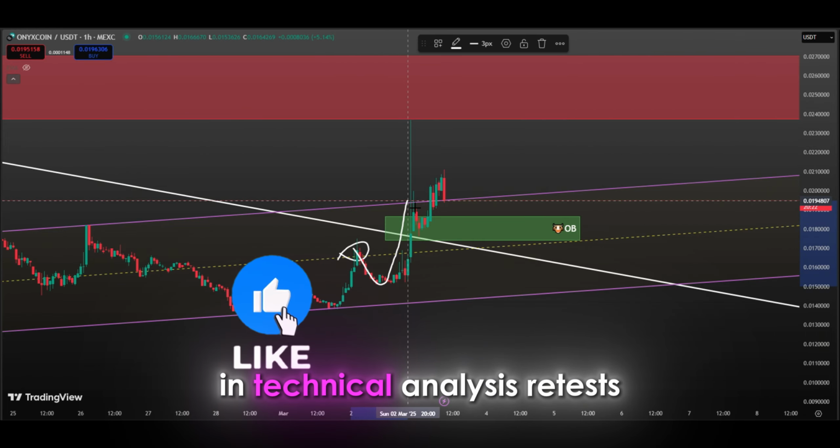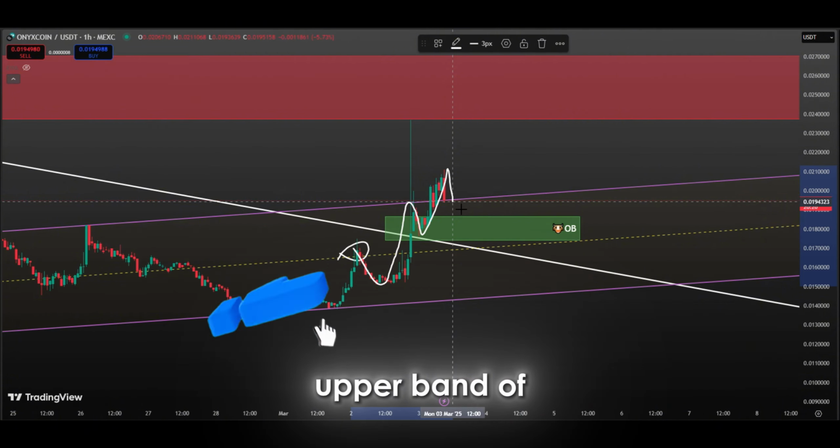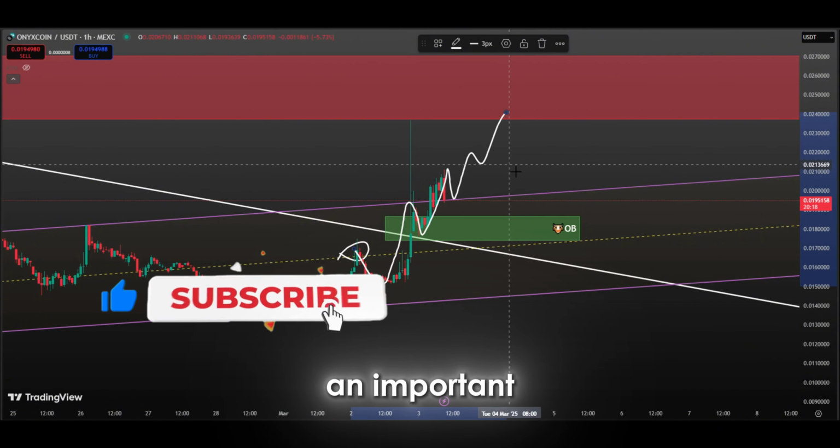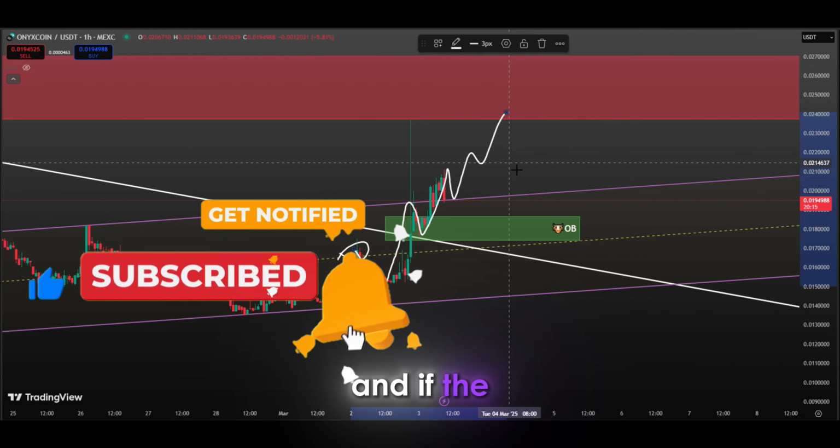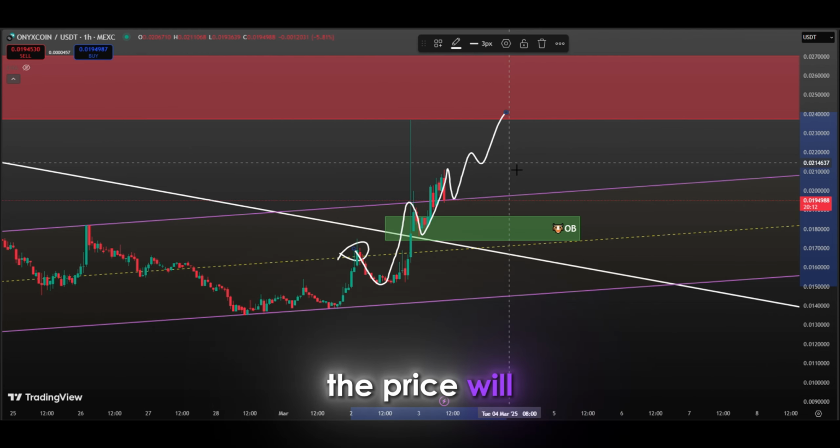In technical analysis, retests after breaking the upper band of such a channel can often be an important confirmation signal for the healthy continuation of the uptrend. And if the retest is successful, the price will continue to rise.